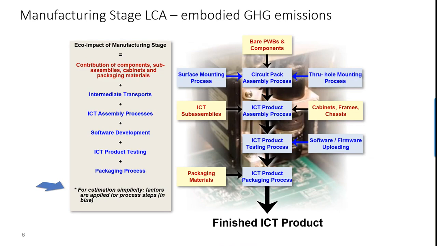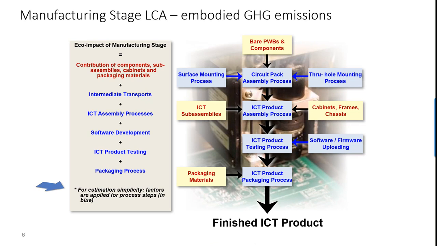When you look at the total manufacturing stage, remember the four main stages of a life cycle assessment. The manufacturing stage is inclusive of everything it takes to mine the materials, manufacture intermediate materials, then final component assembly. Then you take those components on an assembly line, surface mount or through hole combination, for the circuit pack assembly process. You then test that circuit pack assembly, put software and firmware on it, and finally package the product and get it ready for shipment.